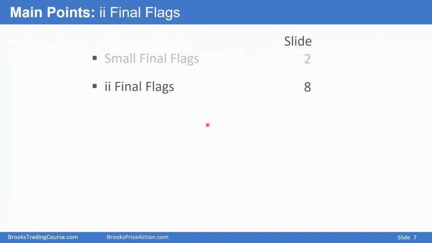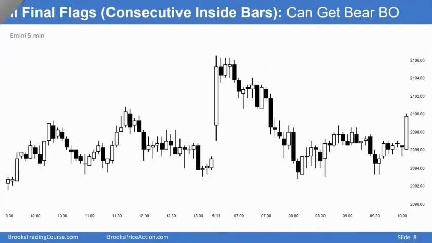I'm going to finish up by talking about II final flags. An inside bar that is inside another bar late in a trend often becomes the final flag. We have a bull breakout here, and it's in a bull trend, and this bar is inside of that bar. Inside bar means the high is at or below the high of the prior bar, and the low is at or above the low of the prior bar. So this bar is inside that, this bar is inside that. This is an II pattern, inside, inside, consecutive inside bars.